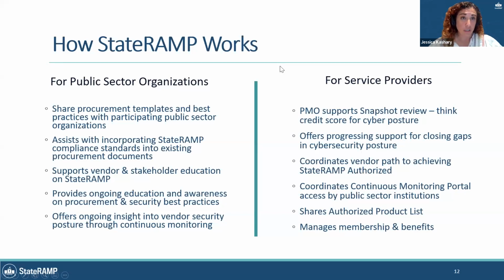So how StateRAMP works is a little bit different. Because we have two arms, we have our public sector piece and then we have our service provider piece. Our service providers are what support StateRAMP, keeping the lights on, helping us to do business. Public sector, this is a free service. It is free to all governments and it is intended to remain that way forever. We do not need to add something else for you all to have to procure.